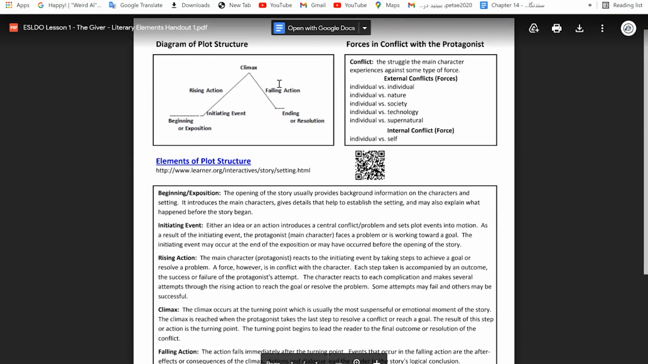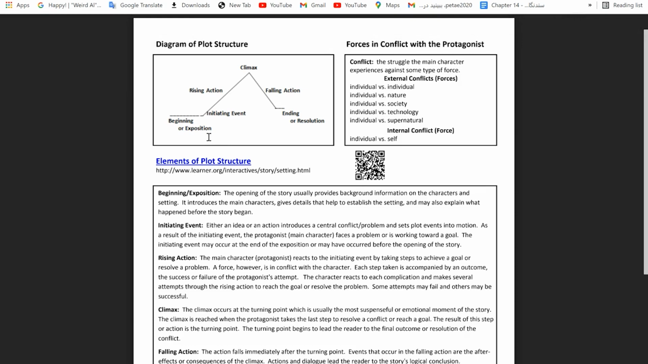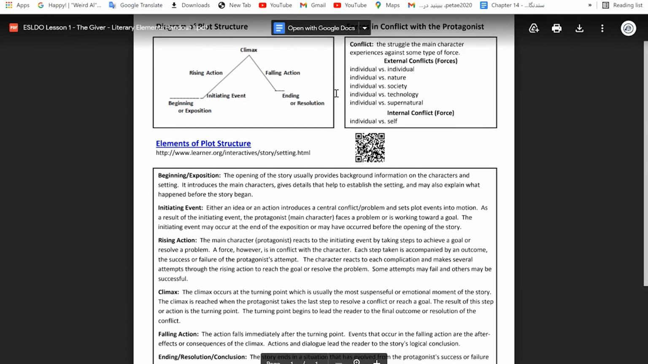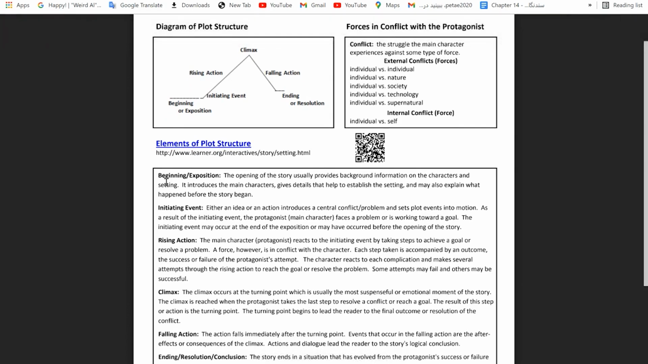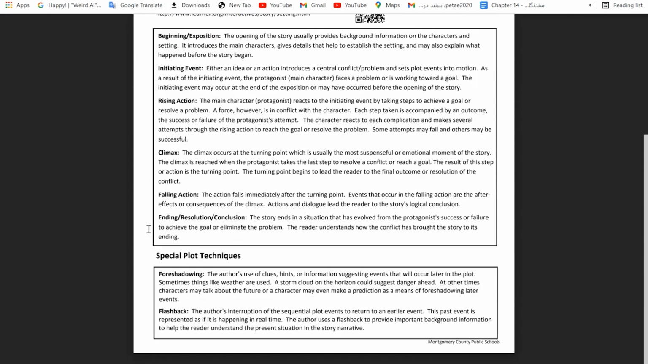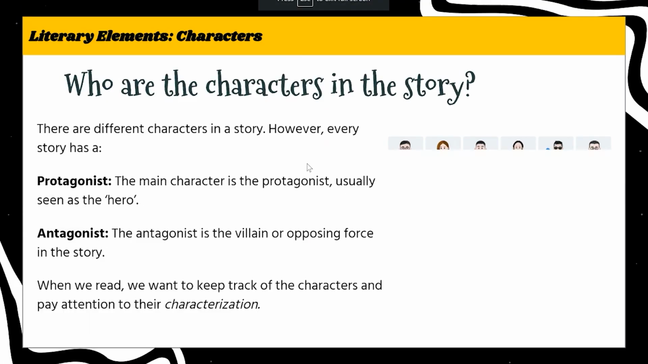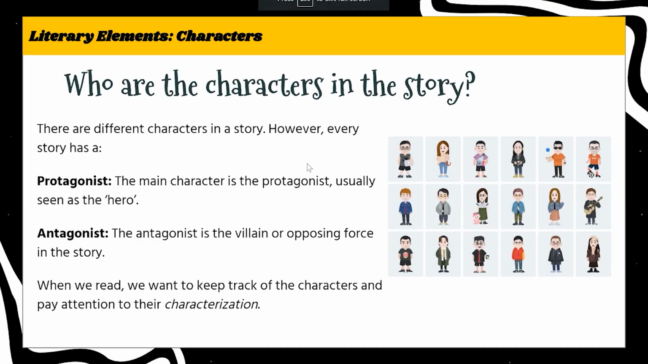and here there is a climax, rising action, falling action, ending, and beginning. All of them say what that is. For example, beginning, the opening of the story, and it says everything in the PDF. And go next. Here, who are the characters in the story? First of all, what are characters? And here it says there are different characters in the story.